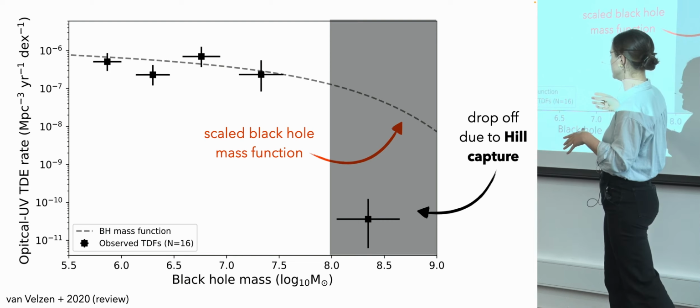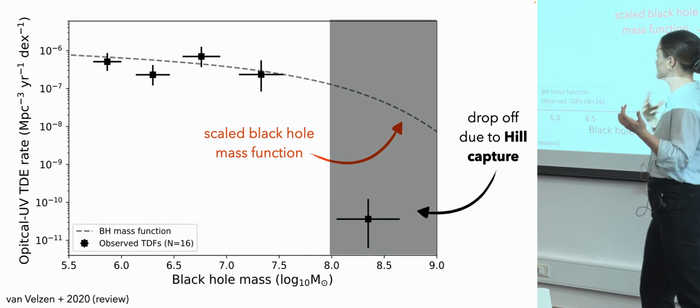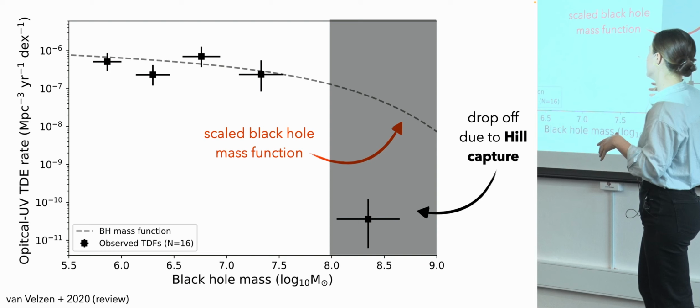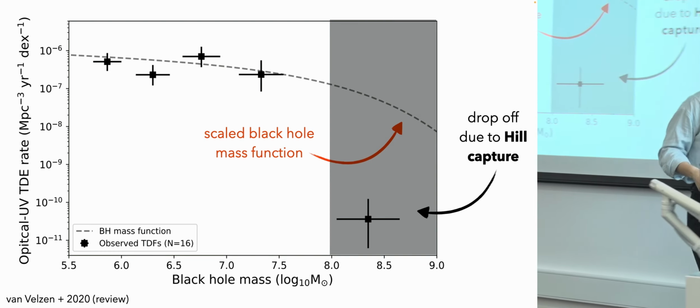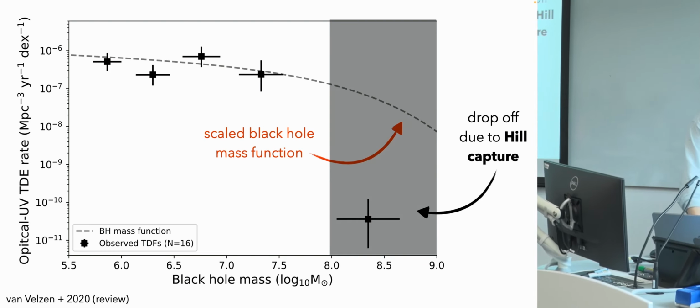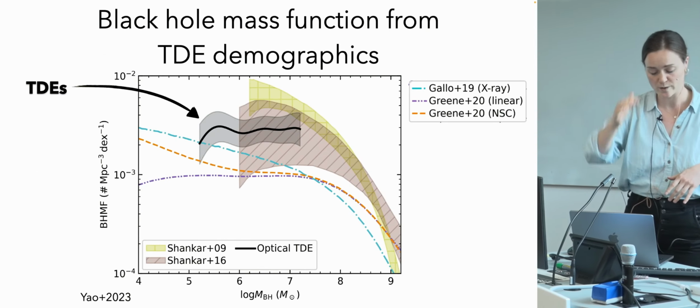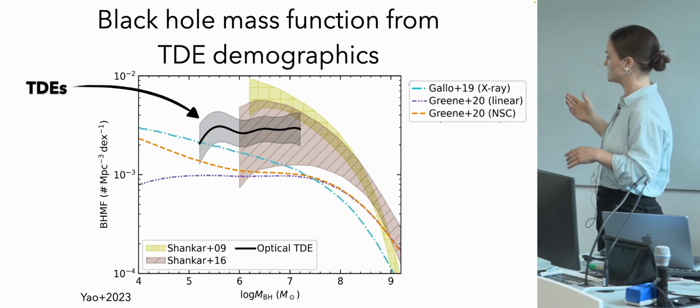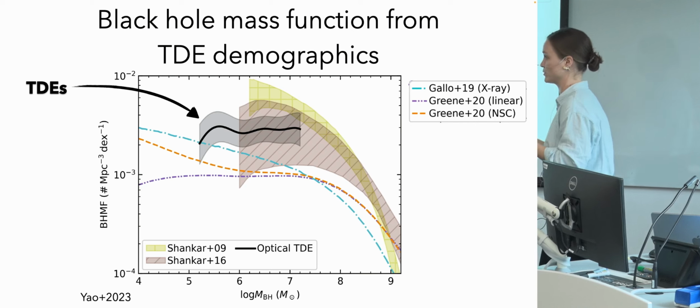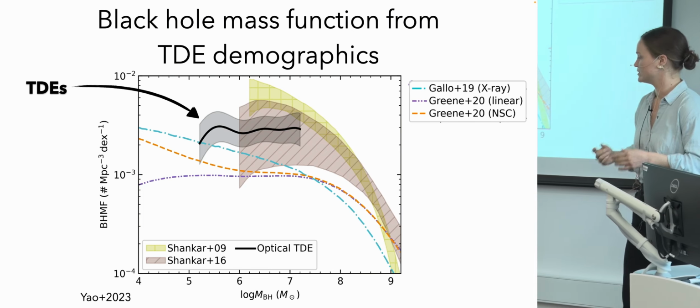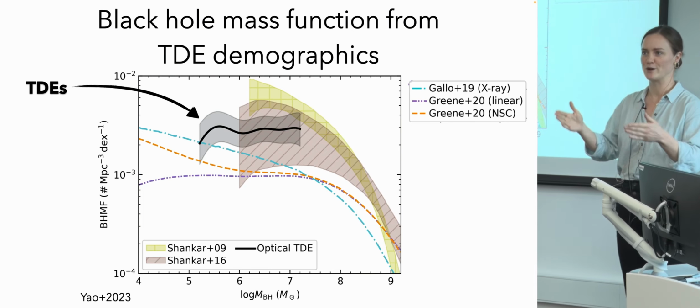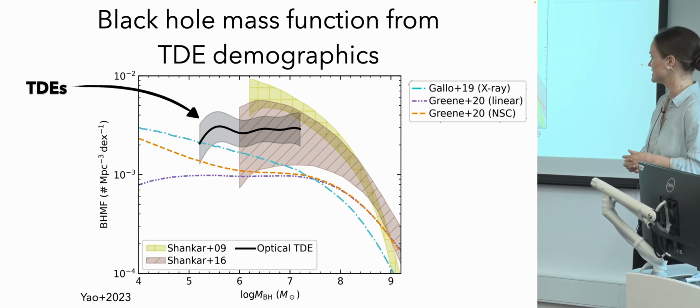We get a lot of TDEs between a few times 10^6 and a few times 10^7, very few above 10^8. This was pretty small number statistics. There's been a more recent effort to specifically focus on this lower mass end where we're getting more TDEs to do the next thing, which is actually to probe the black hole mass function at these lower masses.